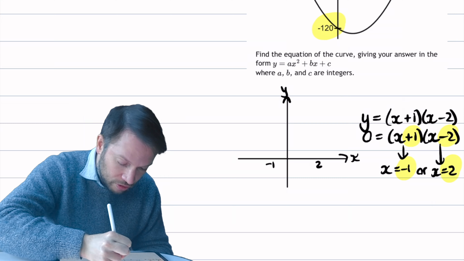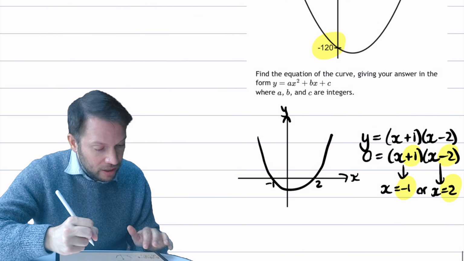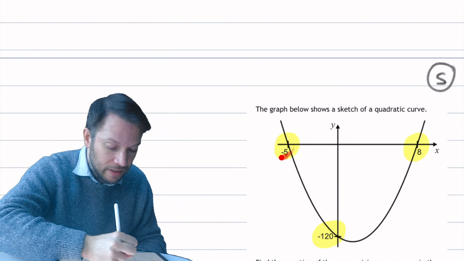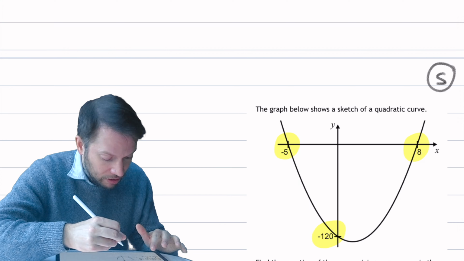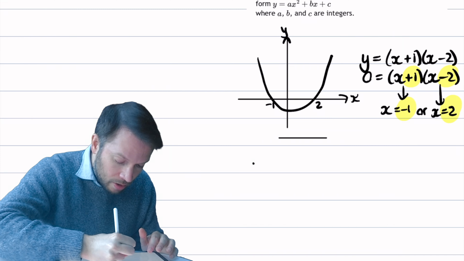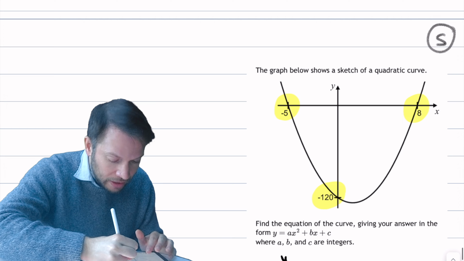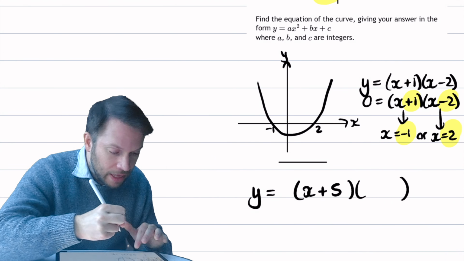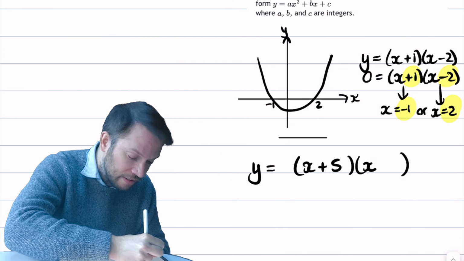And then the quadratic graph is going to look something like that, right? So we can do the same here, but in reverse. If we negate these two values, those are going to be the numbers in the two brackets of our quadratic equation. So let's do that. We've got y equals, and then two brackets, and this minus 5 here, we're going to negate to become plus 5, so x plus 5, and this 8 here, we're going to make minus 8, so it's going to be x minus 8.